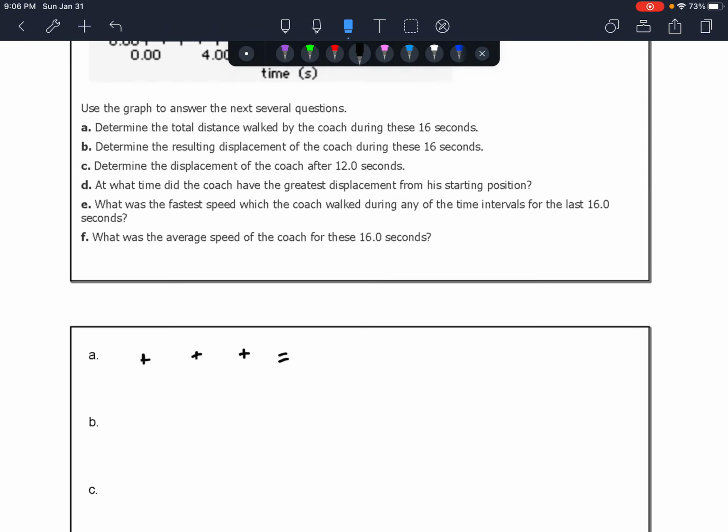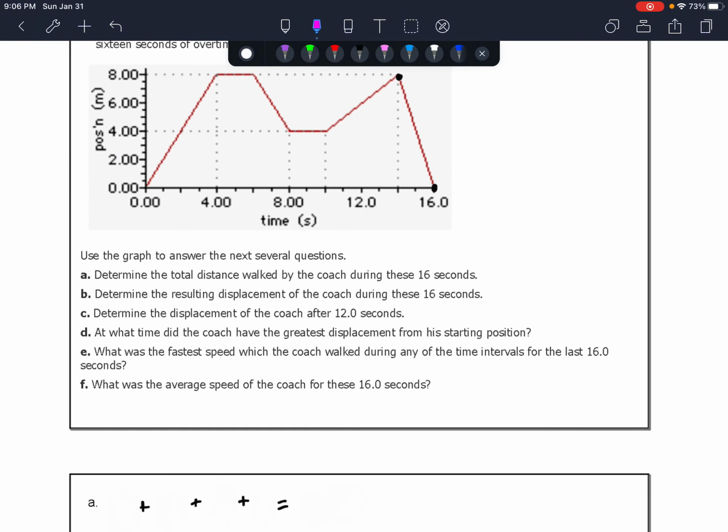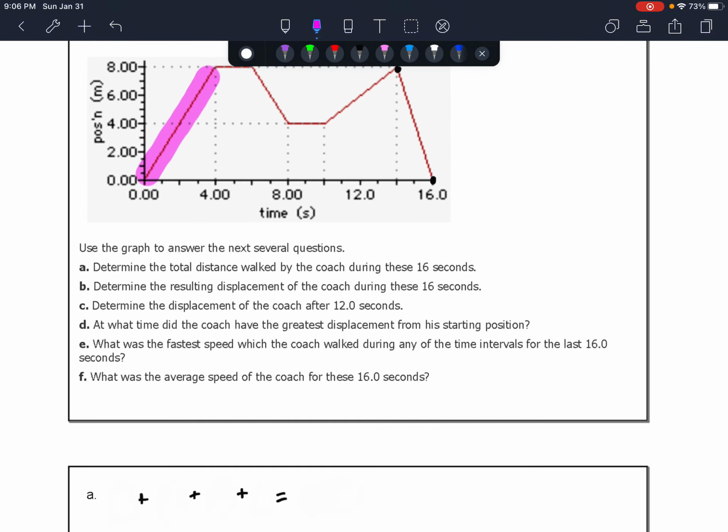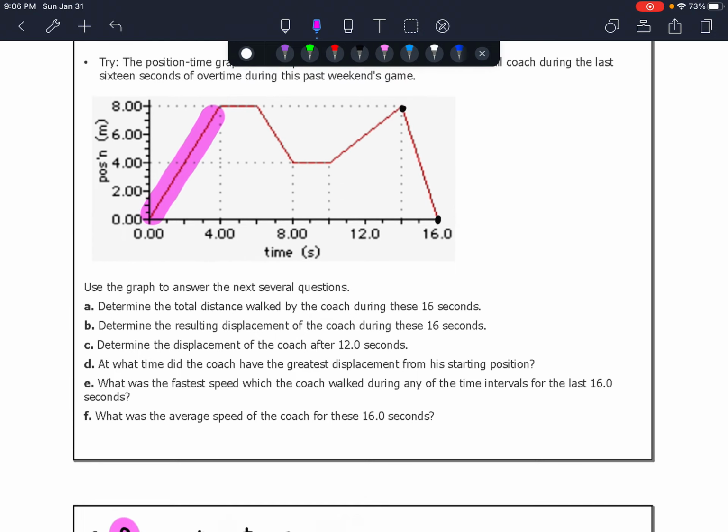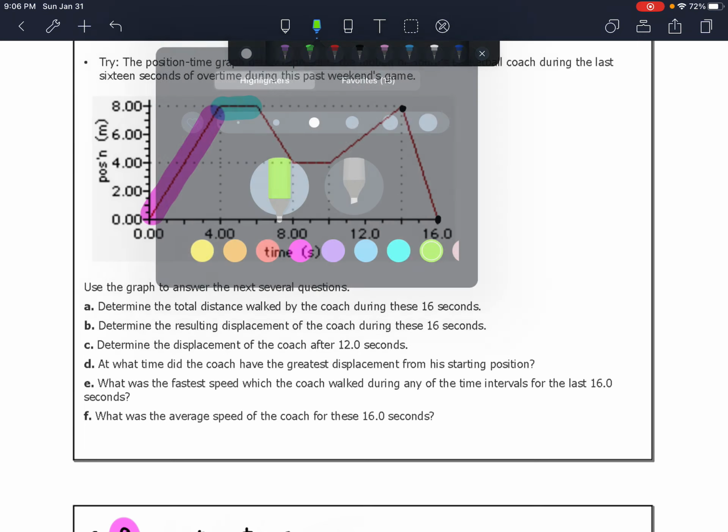So I'm going to scroll down to show my work here. For the first interval, I will highlight that here. My total distance traveled is from 0 to 8 meters, meaning my distance was 8 meters. For the second interval, from 4 to 6 seconds, his position stays constant at 8 meters. So he doesn't move, therefore he doesn't travel any distance. So I'm not going to include that.